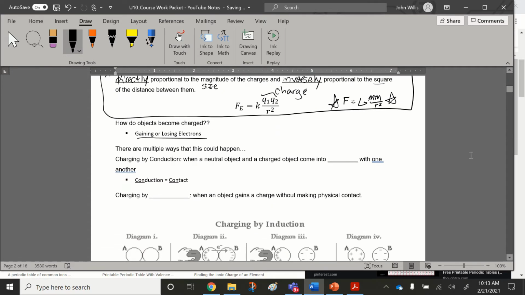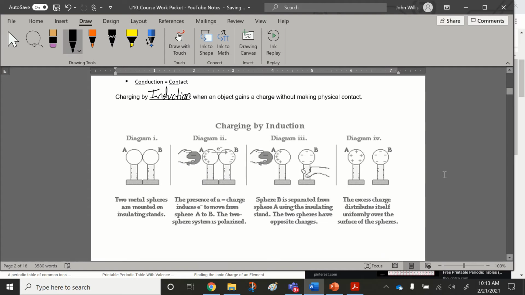It could be charged by conduction, where they physically come into contact with one another. Again, conduction, root words, conduction and contact, or charging by induction is another way that this could happen, inducing a charge. The book goes through a very, very long, detailed explanation of what charging by induction could be. I like to do it here.